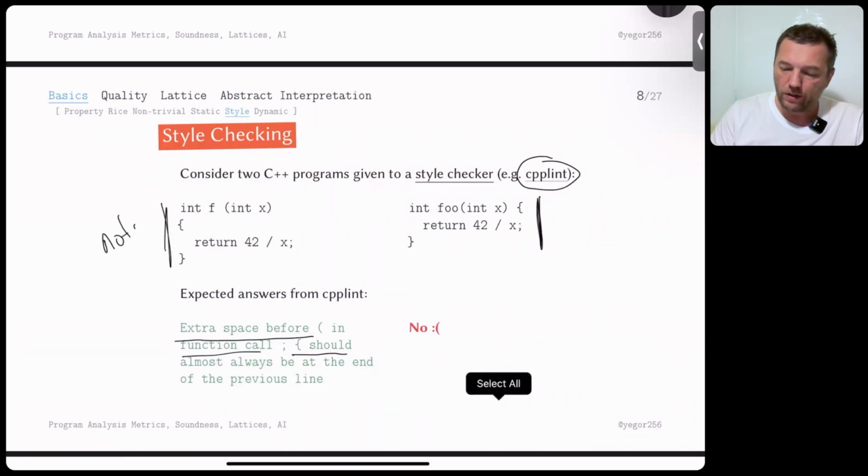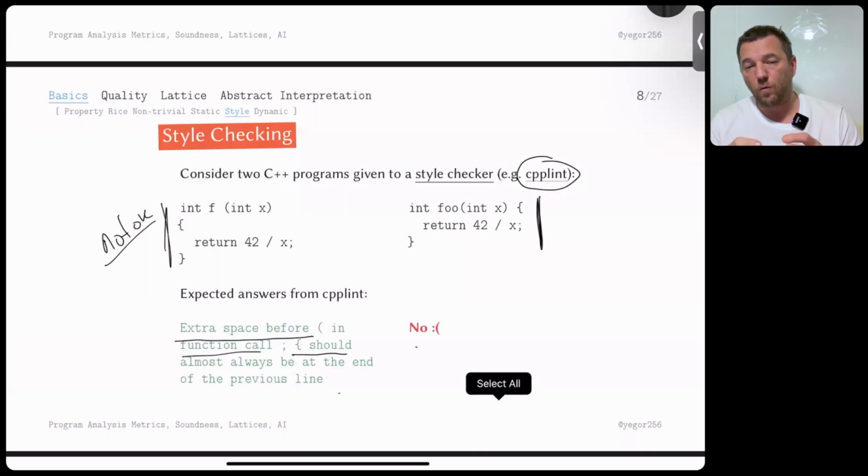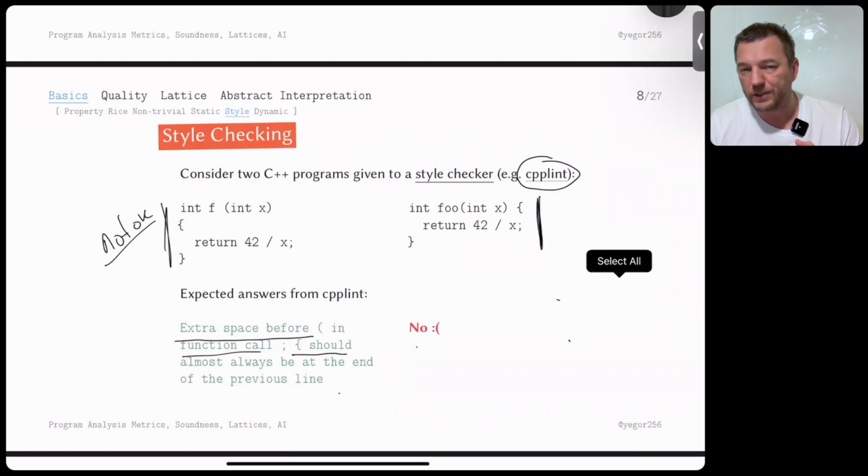But again, look at the colors I'm using here. The green color is here and the red color is there, meaning that the style checker reports when the property is there, and the property is the problem. So all of these, style checkers, static analyzers, they are supposed to find problems, and problems equal properties. So the property of a program is that it is written in the wrong way, that the code of the program is formatted the wrong way. So style checkers check that.